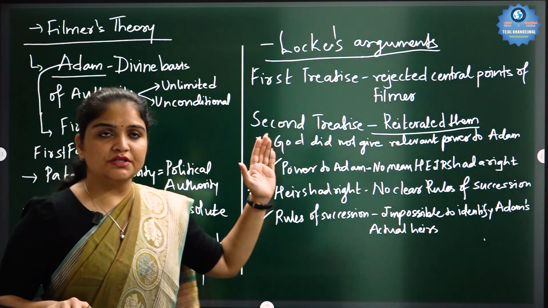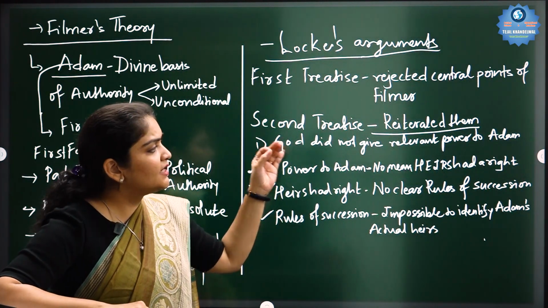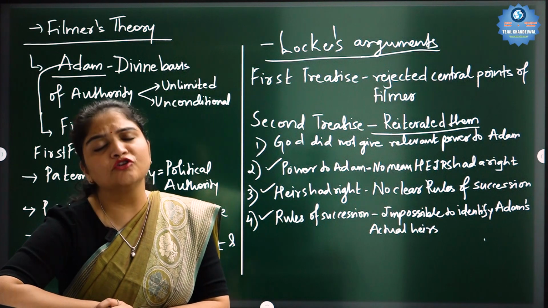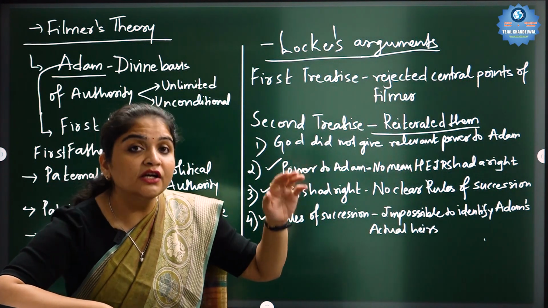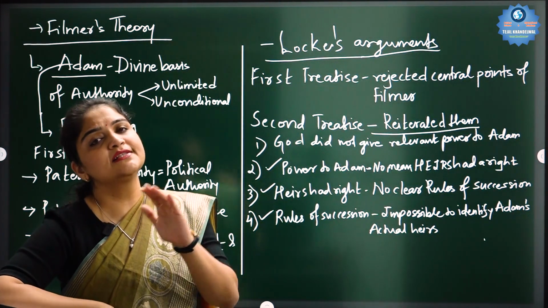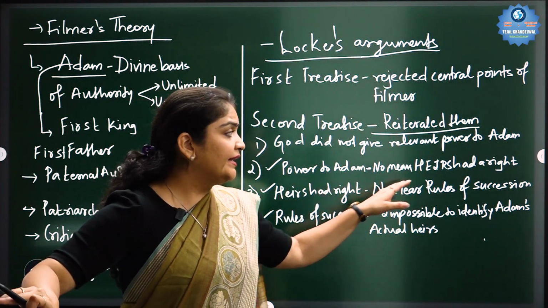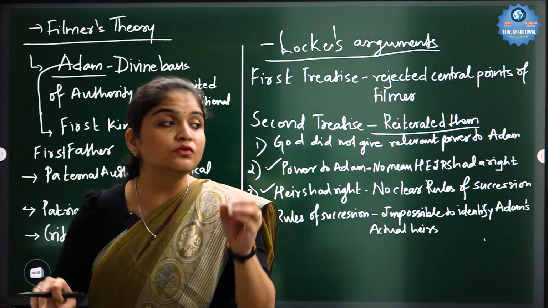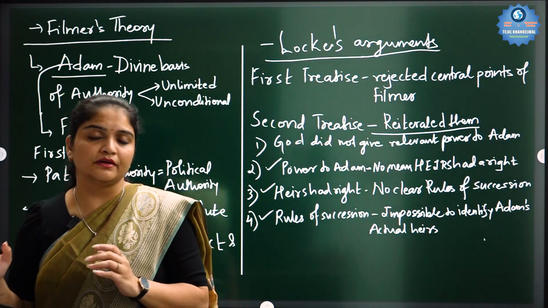Then in the second treatise, he says, firstly, God has not given any relevant power to Adam. Now, even if we assume that God has given some power to Adam, that does not mean that the heirs of Adam, which means the future generations of Adam, have the right. Okay, let's assume the future generations also have a right; that does not mean there are any clear rules of what the rules of succession will be. He says, imagine even if there are clear rules of succession, it is still impossible to identify Adam's actual heirs.